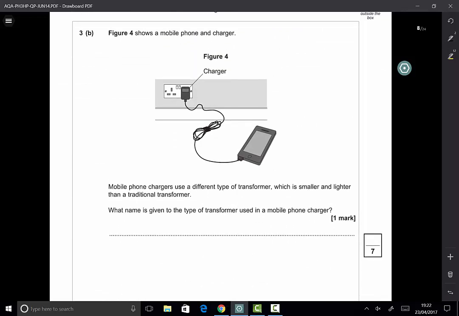Figure 4 shows a mobile phone and charger. Mobile phone chargers use a different type of transformer, which is smaller and lighter than a traditional transformer. What name is given to this transformer? It is a switch mode transformer.